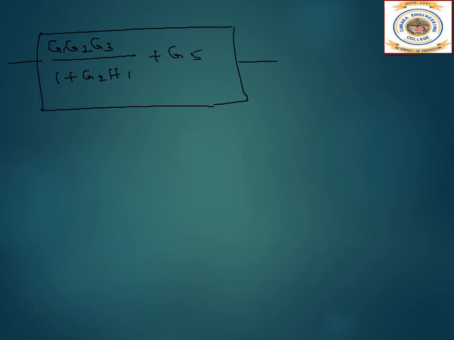See, now this summation point will vanish because two inputs are not there, only one input now. We did not have a summation point for that. And here we had already solved it, right? So what we got there? G4 divided by 1 minus G4 G5 H2. This is C. This is R. How are these two blocks connected? They are in series. So you have to simply multiply.